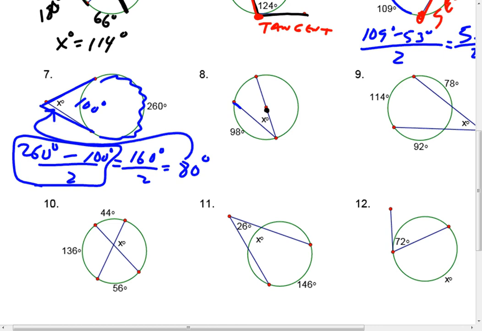This one looks like it is right on the circle. That's an inscribed angle, which means it's half of its intercepted arc, but I don't know the intercepted arc. If this is the center, then what's left for that little piece? 82? Because we've got a semicircle situation, since we have a diameter right here.